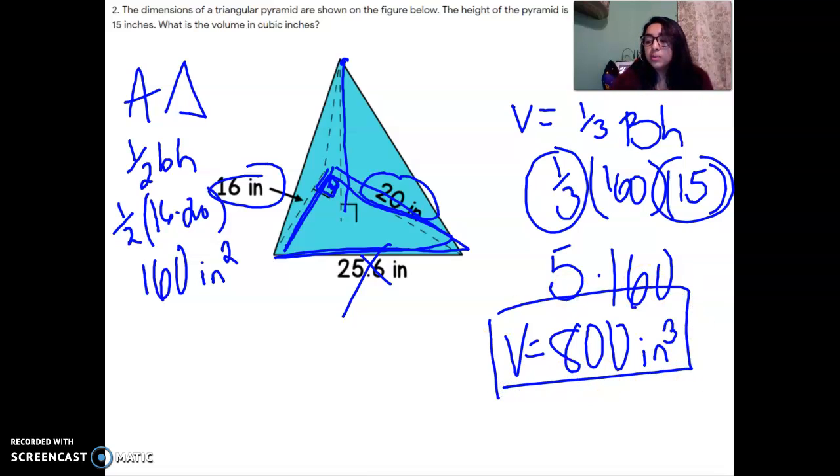You could have also done 160 times 15, which would have given you 2400, divided that by 3, and you still would have gotten 800. So it just depends on how you want to do it.